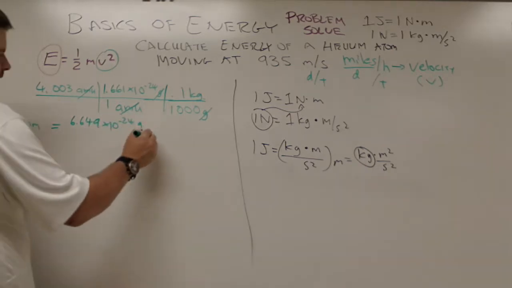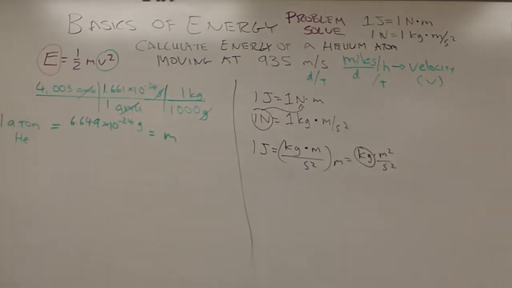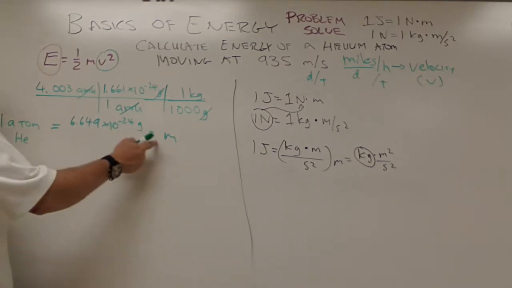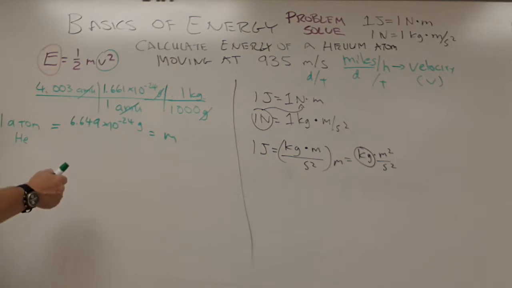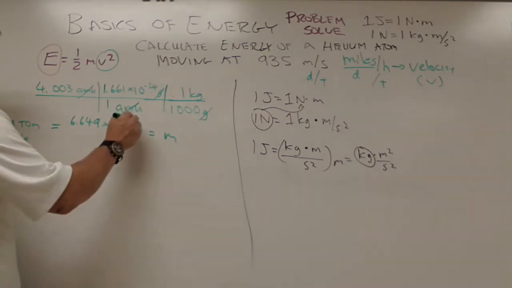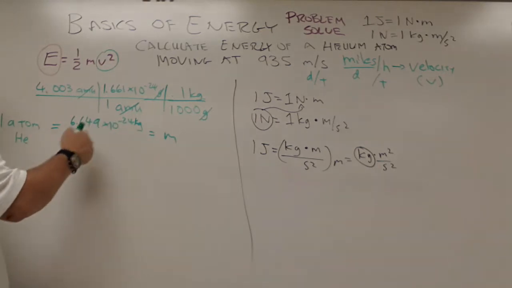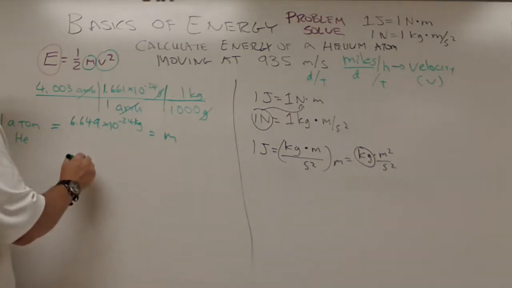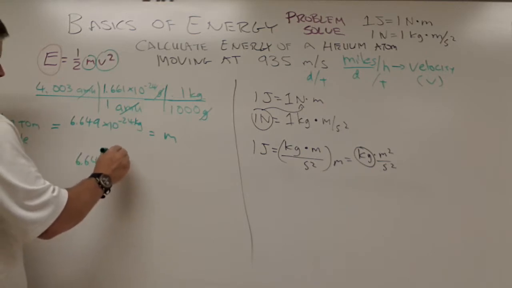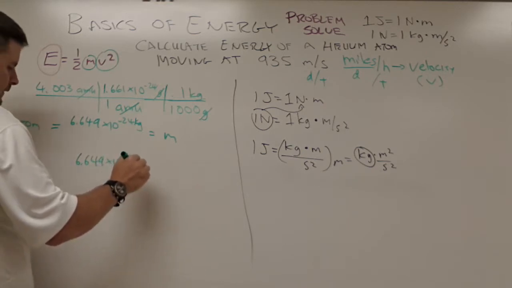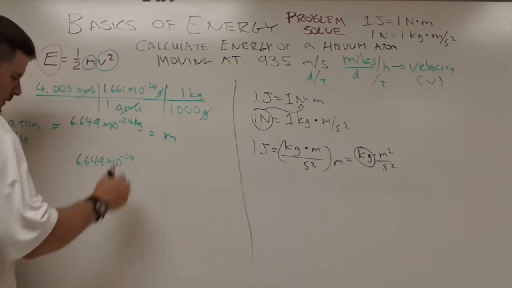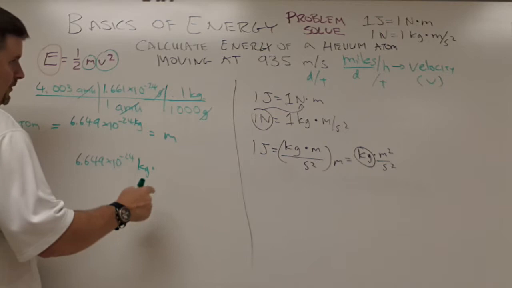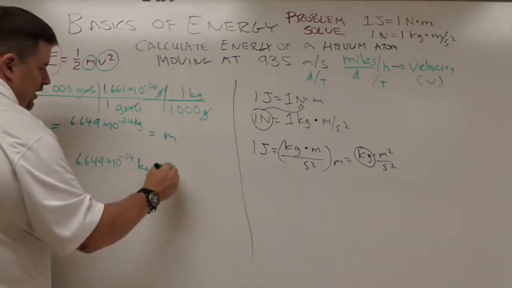And now at this point, I've got mass. Okay? So I've calculated mass at this point. So in doing so, I've got mass, and I've got things in kilograms. Nope, that's kilograms, sorry. So kilograms is equal to mass. I've now solved for F. Now it's just a matter of multiplying the two terms together. So 6.649 times 10 to the minus 24 kilograms times my velocity, which is 935 meters per second.